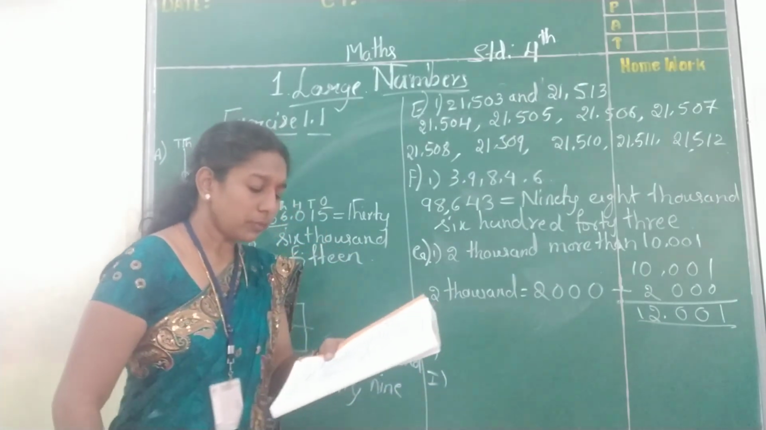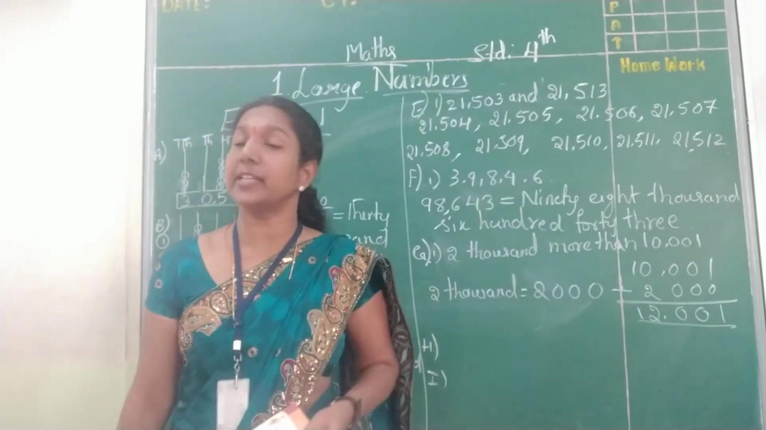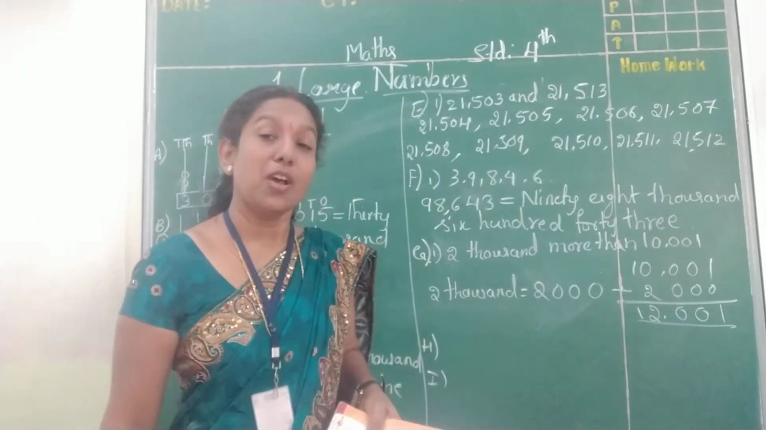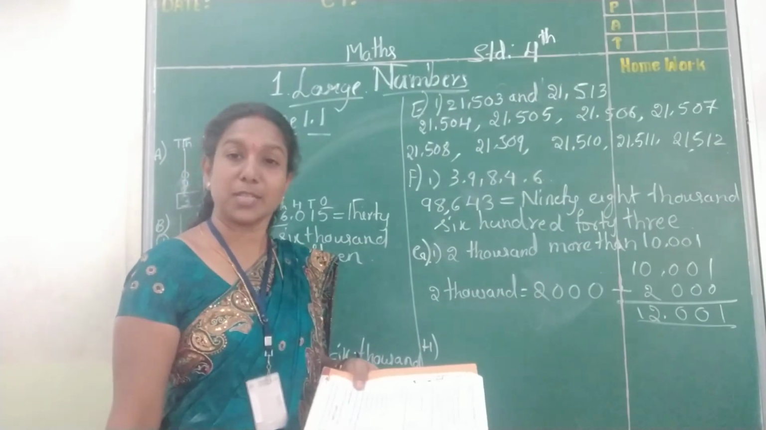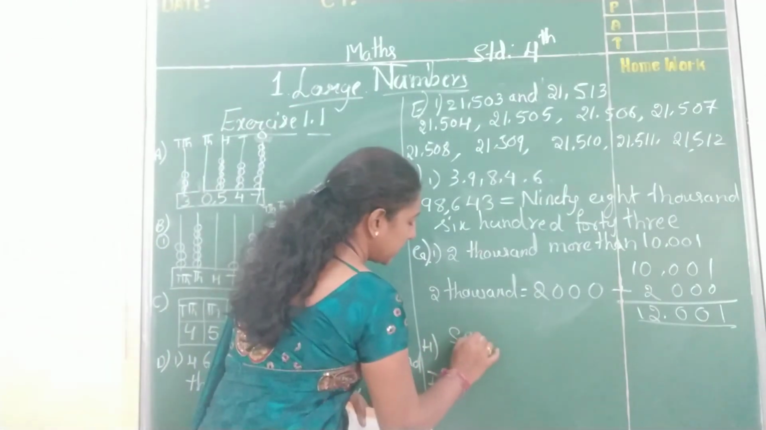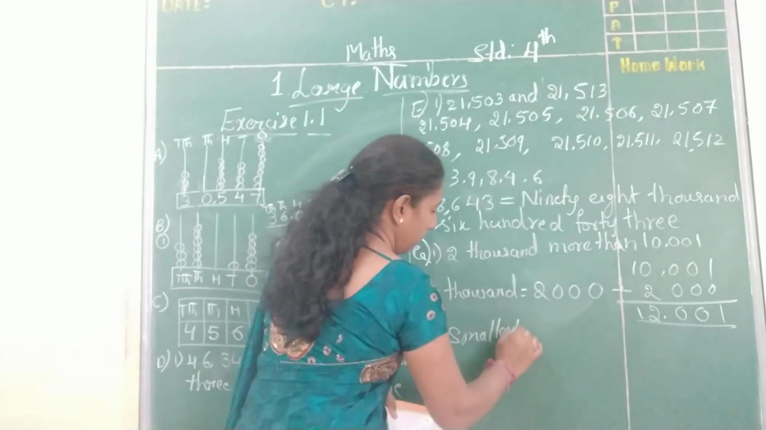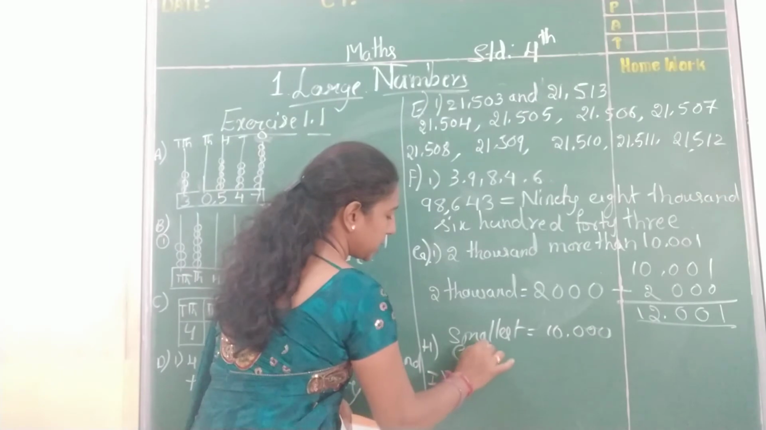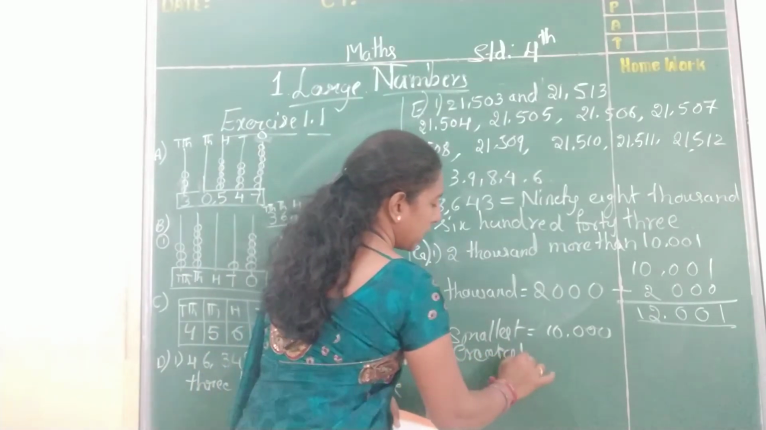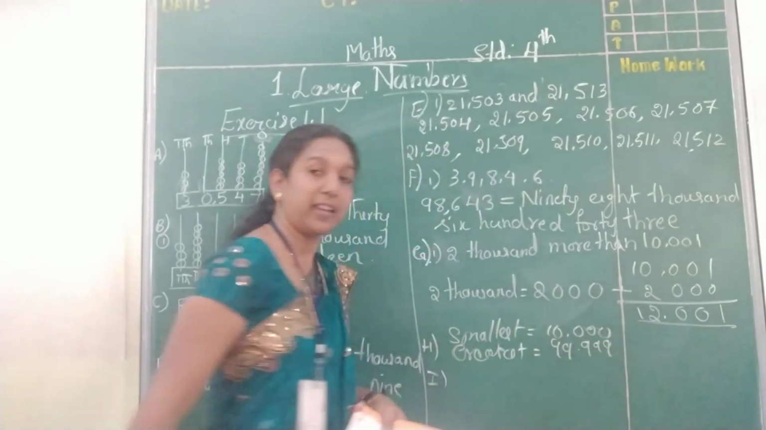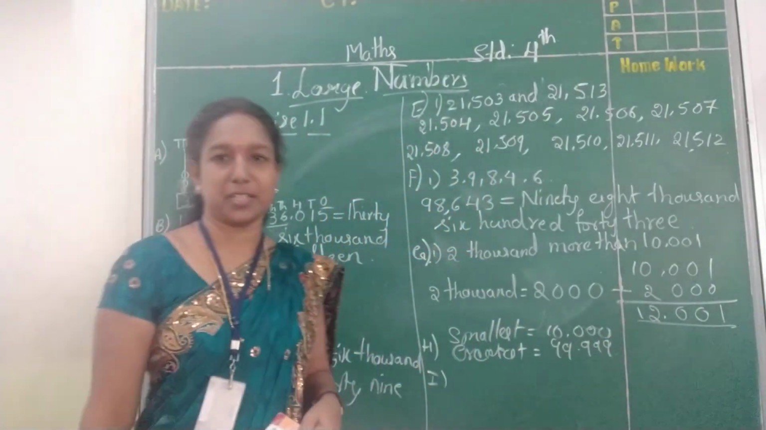Next one. Write down the smallest and the greatest 5-digit number. This one already I explained in the last video. What is the greatest and the smallest 5-digit number? Yes, the smallest is 10,000. And can you tell me what is the greatest here? Greatest is 99,999. So this is the greatest 5-digit number.